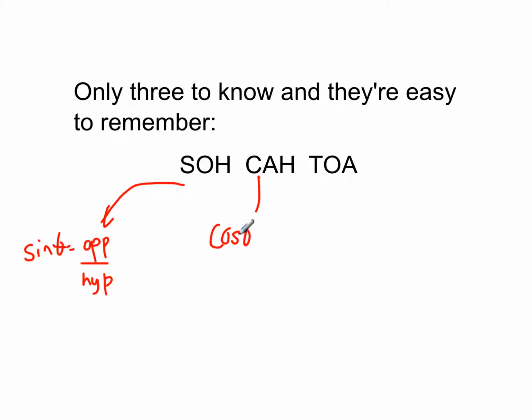Cosine theta is equal to adjacent over hypotenuse. So it goes in order. And TOA: tan of theta equals opposite over adjacent. So that's the nice thing about these. Very easy to remember. SOHCAHTOA.